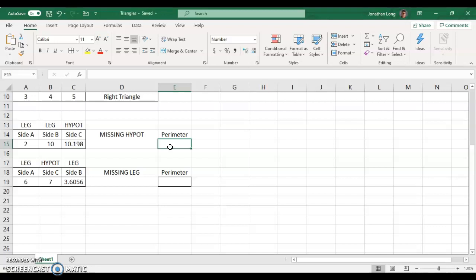Perimeter is when you add up all your sides, so equals, and I want my three sides. Side A, side B, side C. So that plus sign, that plus that. That's it. You're just adding your three triangle side lengths and hit enter, and that's your perimeter. Now, I could go down here and type the exact same thing, or I can click on this number, Control C, come down here, Control V, and I'm done.